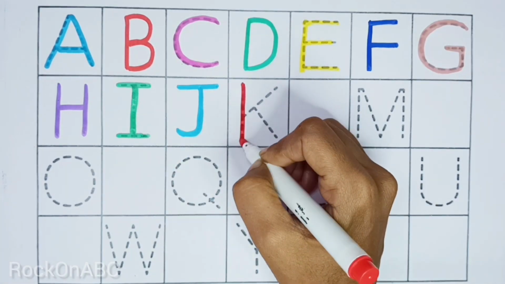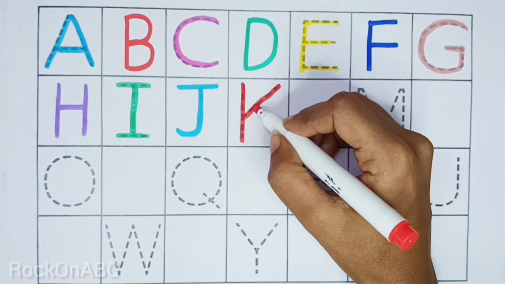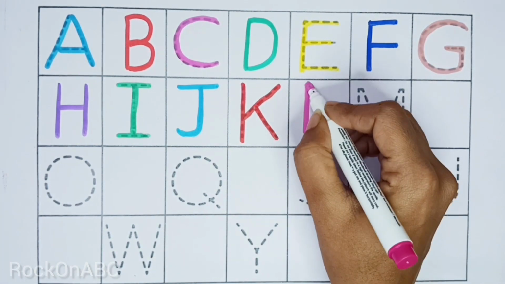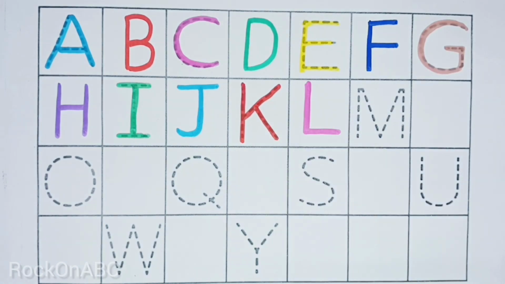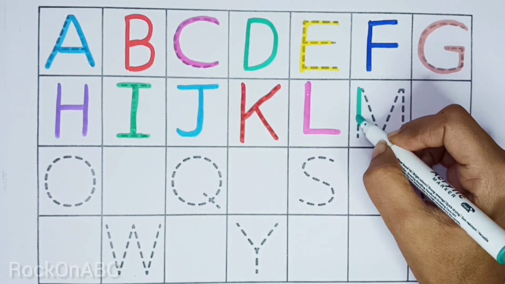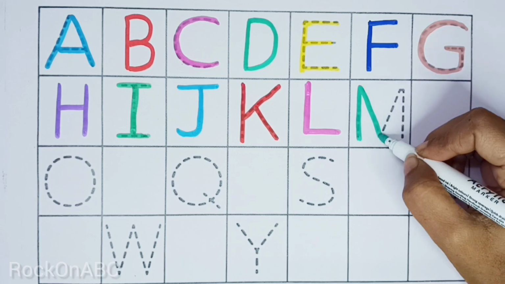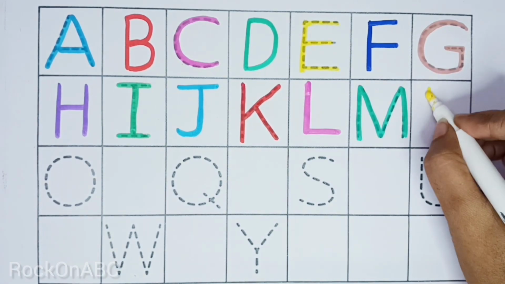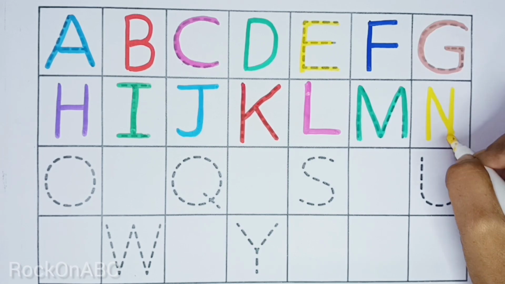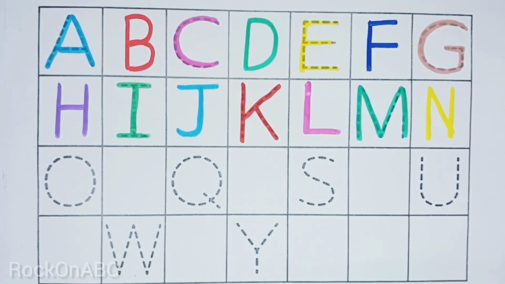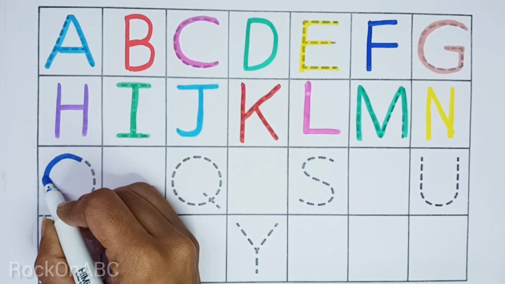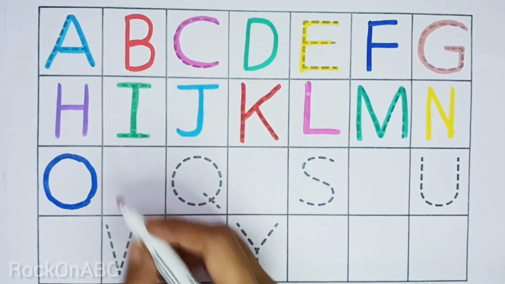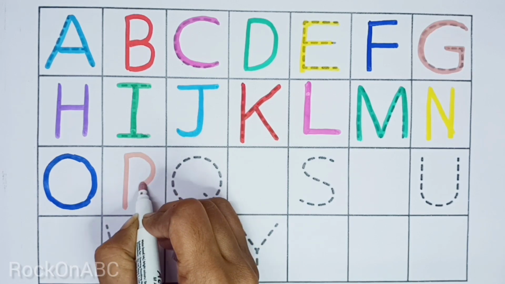Red color K. K for kite. Pink color L. L for lamp. Grass green color M. M for mango. Yellow color N. N for nest. Navy blue color O. O for orange.